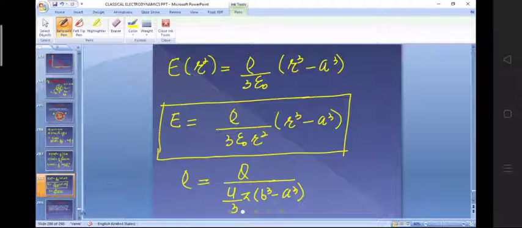Okay, so we have calculated the electrostatic field in all three different regions. This is the electrostatic field in region number 2. In region number 1, the electrostatic field is simply equal to 0. In region number 3, the electrostatic field is the same as that of a point charge.